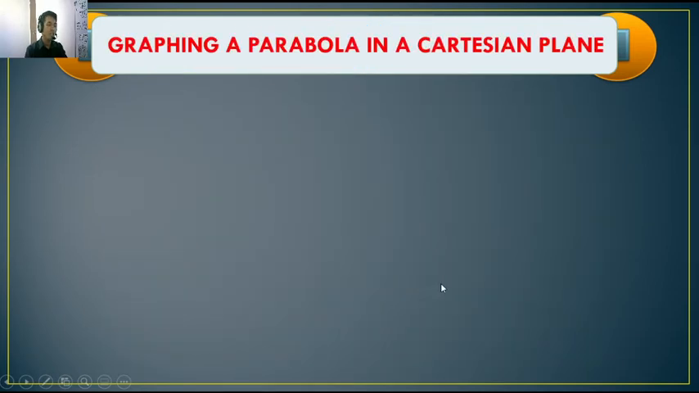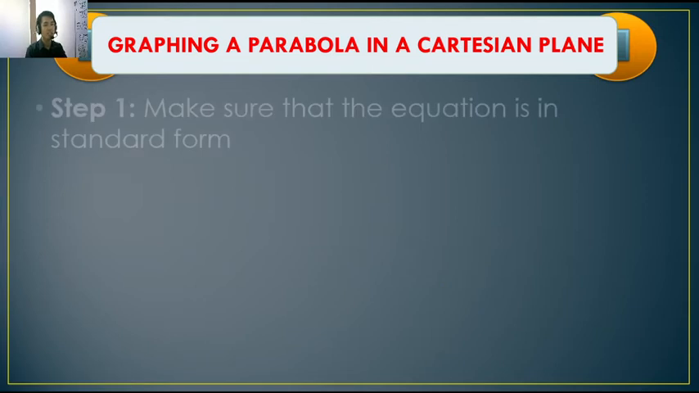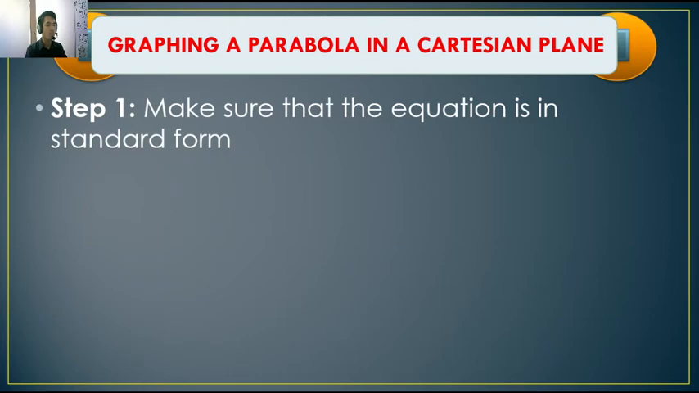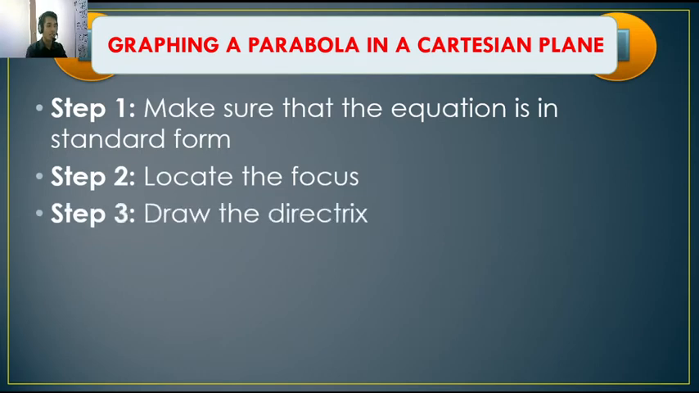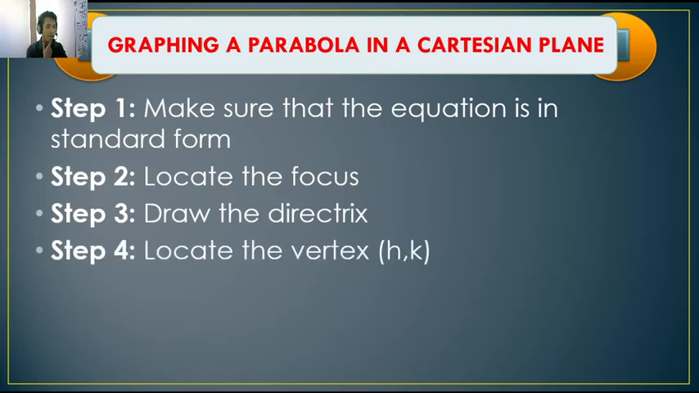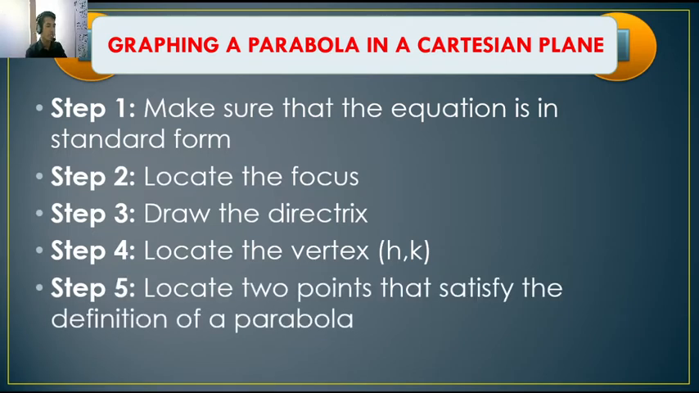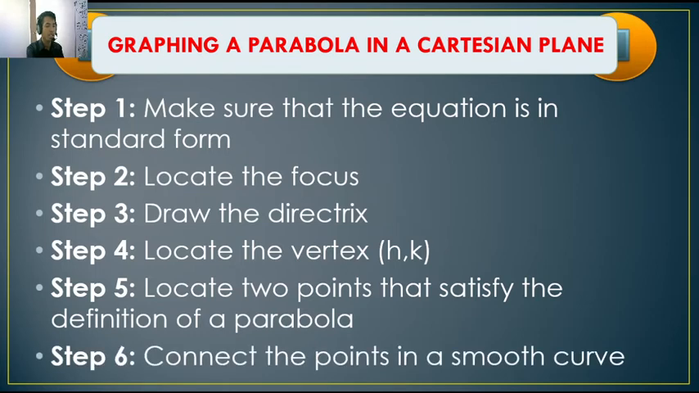And then for the vertex at (0, 0), this is also the summary. So now, how to graph a parabola in a Cartesian plane? We also have steps on that. Step 1, make sure that the equation is in standard form. Step 2, locate the focus. Step 3, draw the directrix. Step 4, locate the vertex, and that is (h, k). Step 5, locate two points that satisfy the definition of a parabola. Step 6, connect the points in a smooth curve.